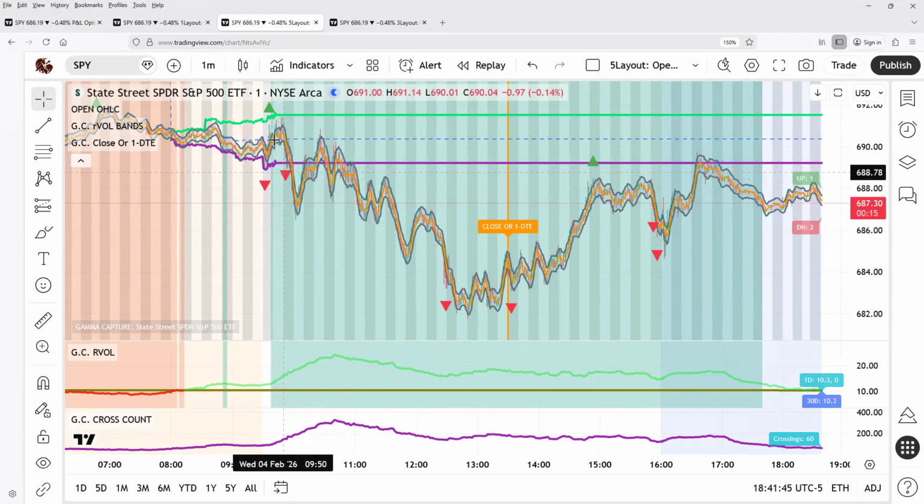And the down arrows are bars on this 1 minute chart that fall outside the gamma capture band. The gamma capture band is a more reliable and more stable substitute for Bollinger Bands. Anytime there's a print outside of the bands, either an up arrow or a down arrow will show on the chart. You can see the down arrows dominated in the morning, indicating a negative trend. And sure enough, the market did go negative all the way down to the 682 level.